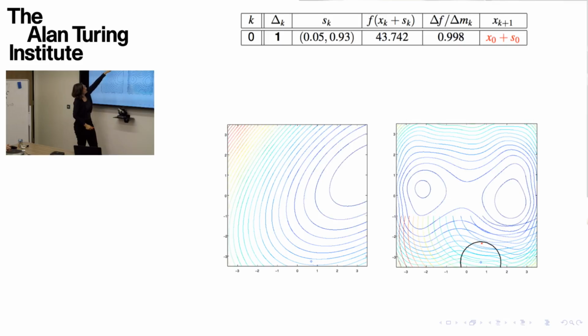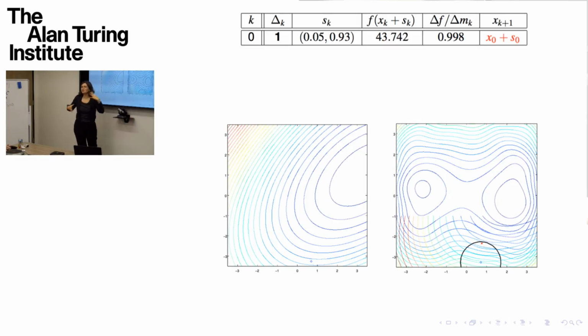So I go there, I compute my next function f, and then I compute this rho, the change in f over the change in the model. And I get that it's close to 1. So the decrease in my function agrees with the decrease in my model. Very good. I take the step, and I increase my trust region radius.